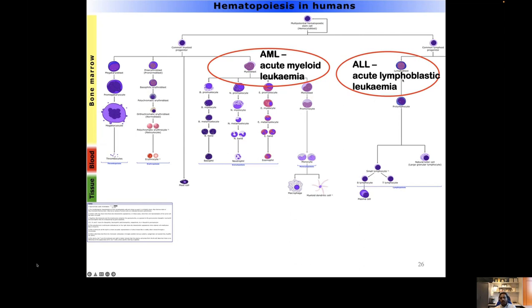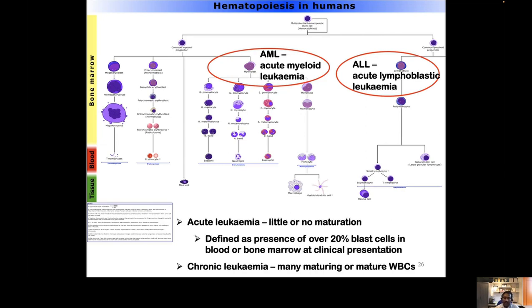Next one is acute lymphoblastic leukemia, which means the lymphoblast. Okay, it's coming from lymphoid progenitor. If these cells enter into the blood, then that condition is called acute lymphoblastic leukemia. Again, these cells must not be in the blood under normal situation because they should be only in the bone marrow to produce the cells. So in acute leukemia, there will be little or no maturation, and it is defined as the presence of over 20% of blast cells in blood or bone marrow at the clinical presentation.